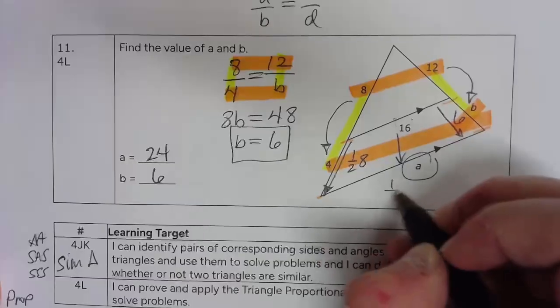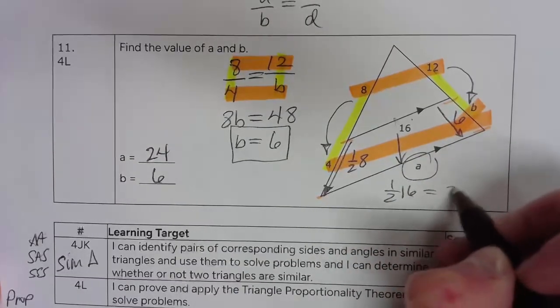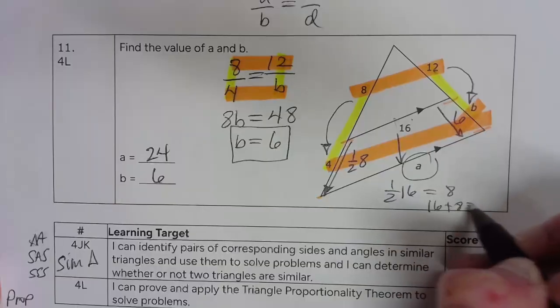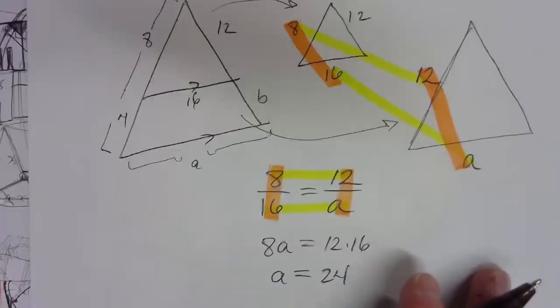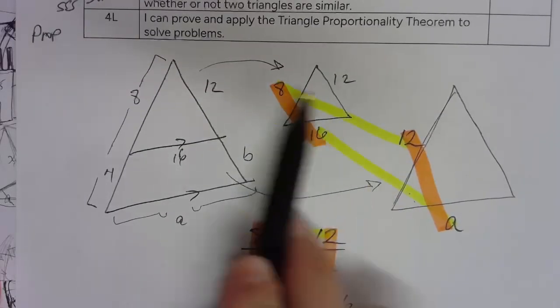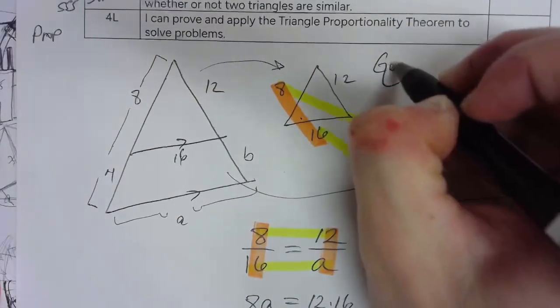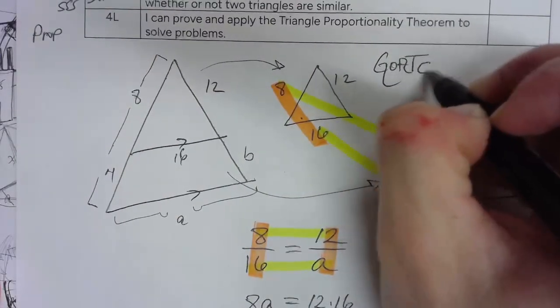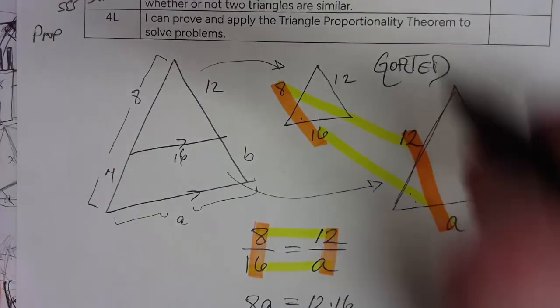You could say, well, what's half of 16? Alrighty? That's 8. And then 16 plus 8 is 24. That also works if you want to do it that way. But the proportion is probably the easiest way. Alrighty? If you are a proportion person, I would split up your triangles every time. This is the goated method for getting things right, ladies and gentlemen.